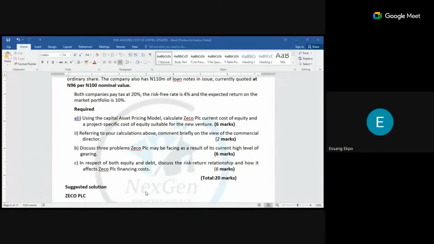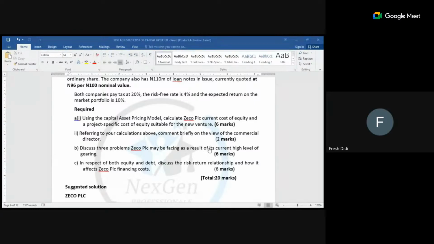First, investors will not have confidence. Okay, one after the other. Esang, right? Let me start from you. The share price will be affected, and the investors will not have confidence to invest in such a company as a result of high level of gearing. Okay, that is 1.